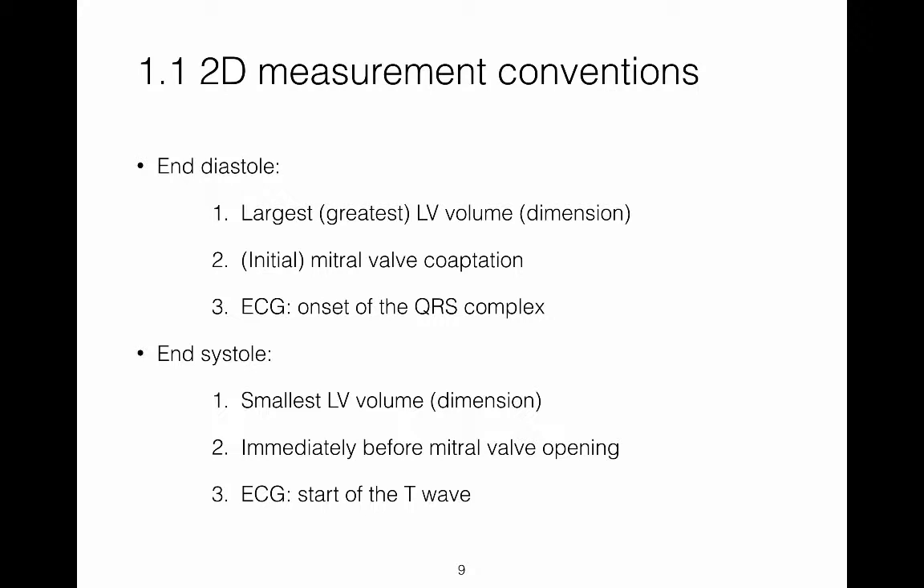It's very important to remember that mechanical events occur slightly later than electrical events, so end diastolic and end systolic measurements are preferentially made with reference to factors other than the ECG, that is, by identifying the largest dimension for end diastole measurements and the smallest dimension for end systole measurements.